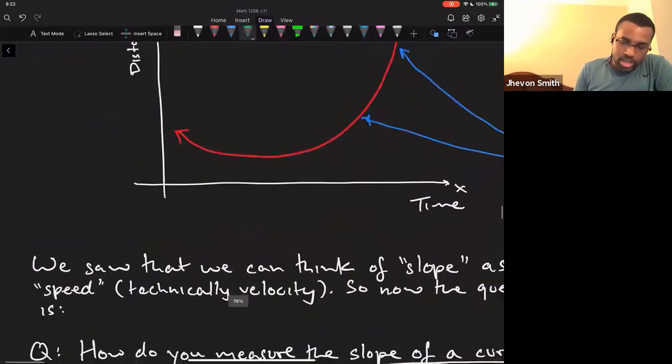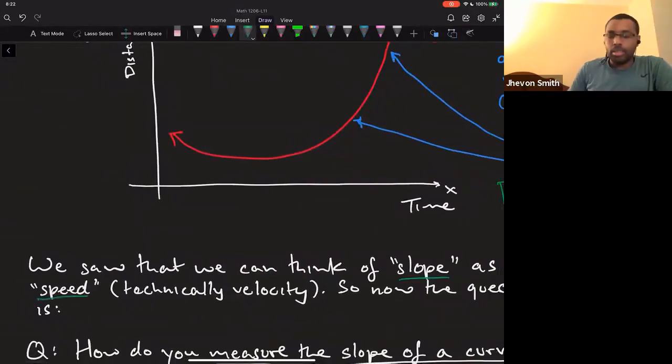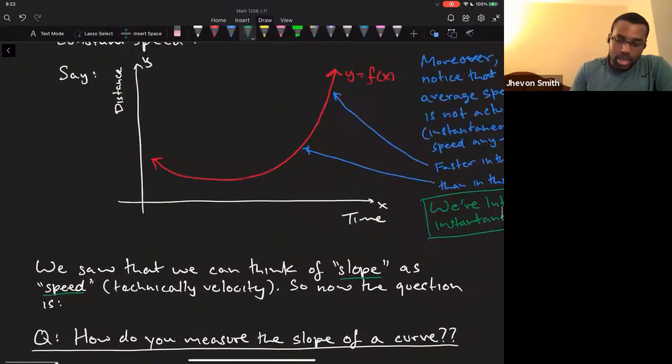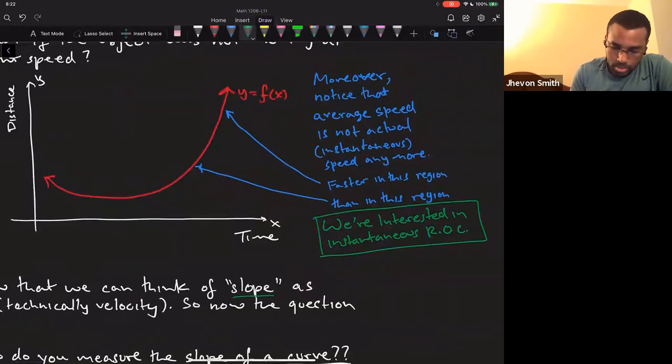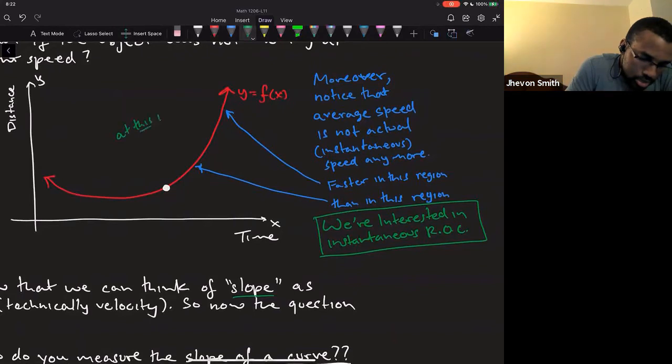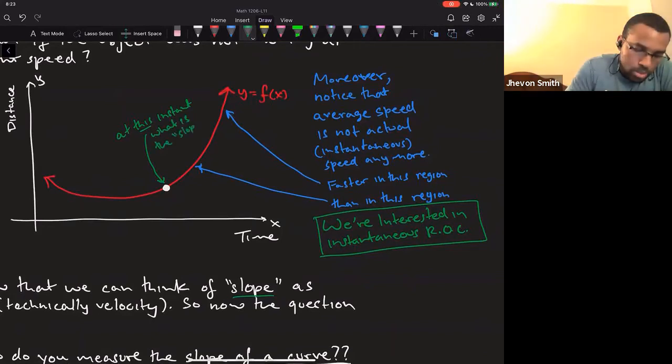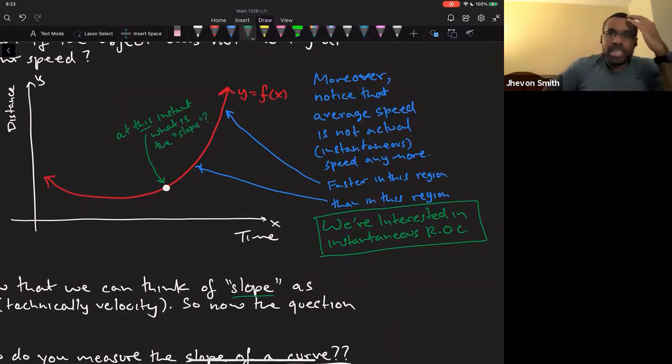Now, we saw earlier that we could think of a slope as speed, technically velocity. So now the question is, how do you find the slope of a curve? Because that would be the idea. So let's say here, I can say at this instant, what is the slope? It might not even make sense to call it slope.